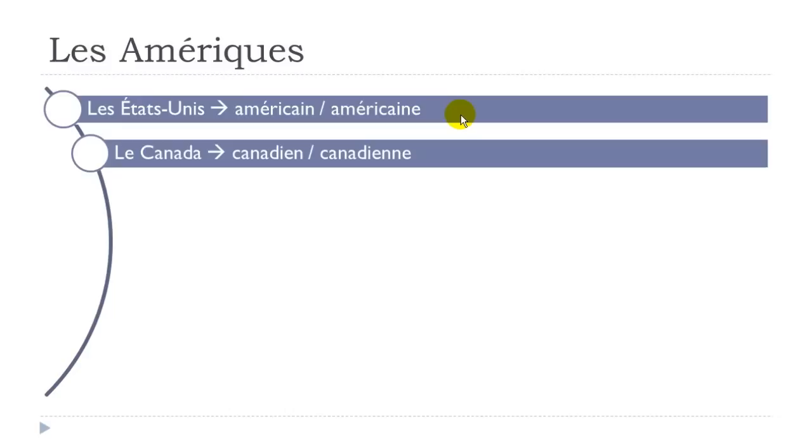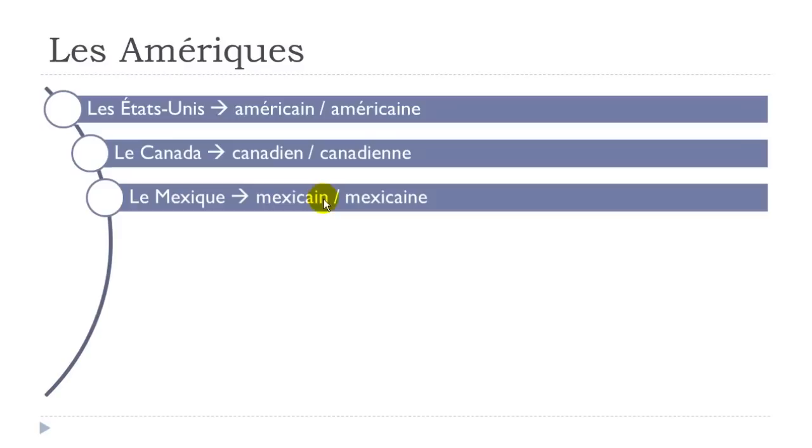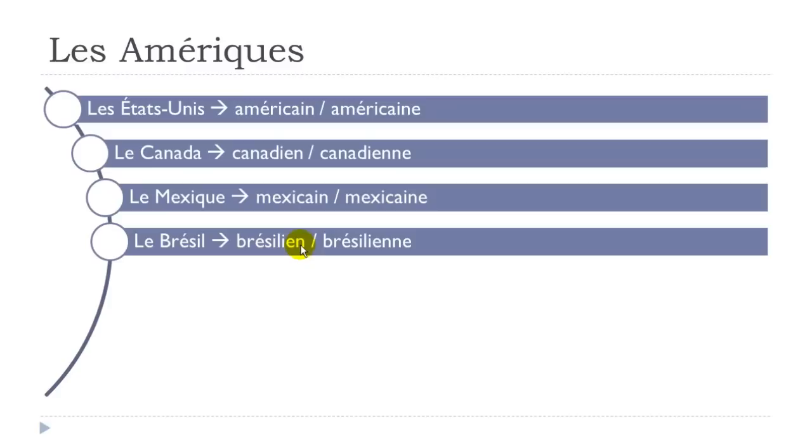Le Canada, Canadien, yin, here, Canadien, Canadienne, yen. Remember, here you've got double N, so you've got to open the sound so it will become A, Canadienne, okay? Le Mexique, Mexicain, un, here, like we had in Américain, A-I-N, Mexicain, and then Mexicaine. Le Brésil, Brésilien, yin, like we had for Canadien, Brésilien, feminine form, Brésilienne, yen, Brésilienne.